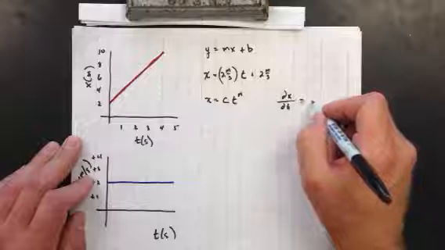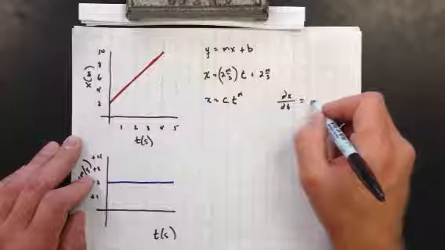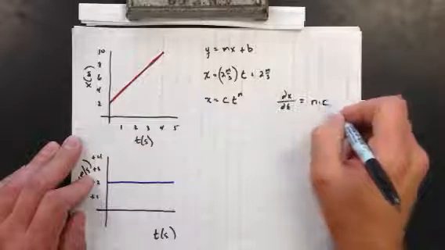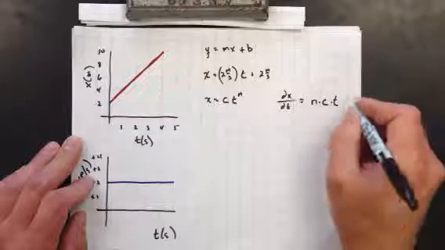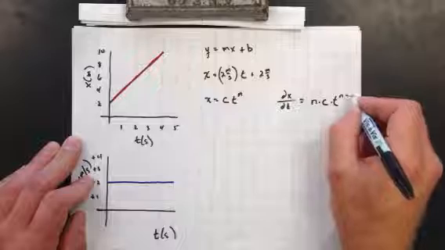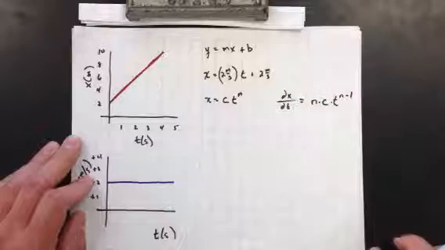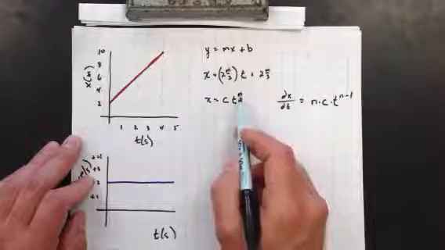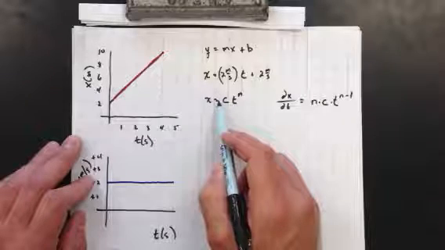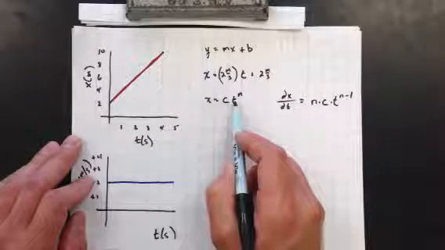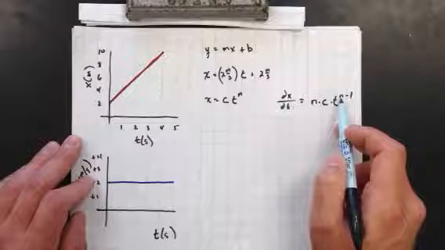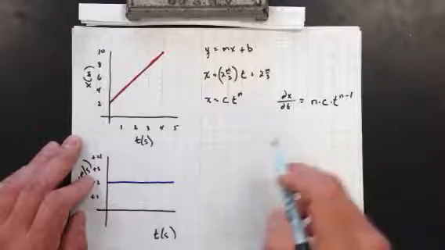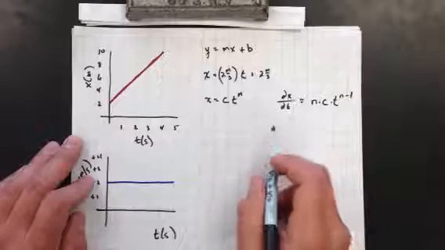n times the constant times t to the n minus 1. Alright, so what we do is we take this n, we multiply it to the outside, so it's n times c times t, and then we just subtract 1 from the exponent and rewrite it.